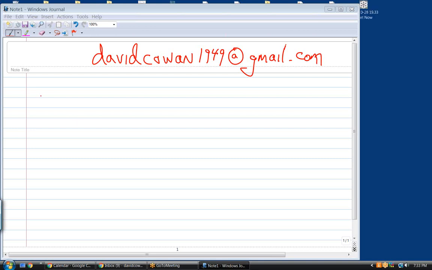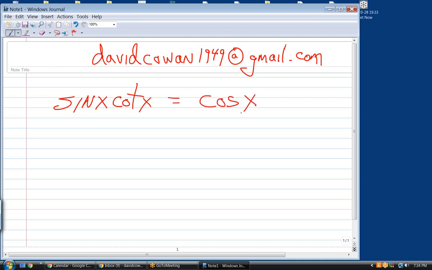What do you got for starters? Okay, so for starters, I have sine x cotan x equals cosine x. And then I have to make a proof using this. Right. Well, the typical way you do these is you work with the more complicated side and turn it into the other side.